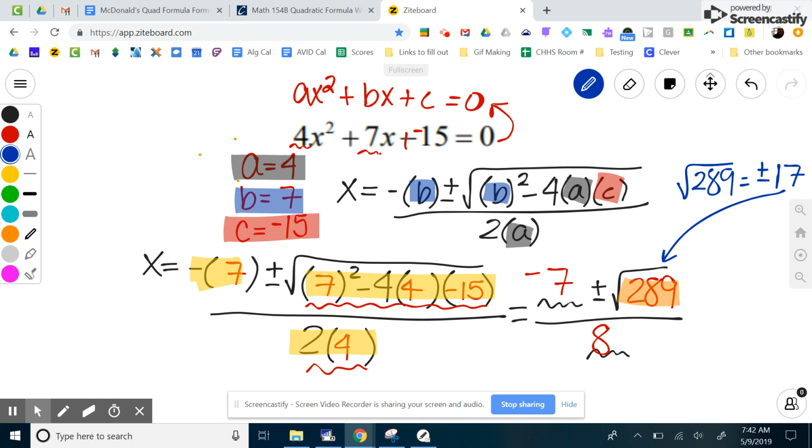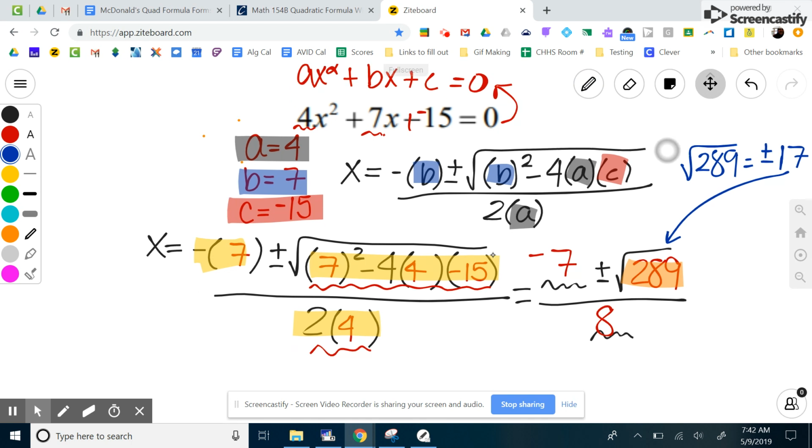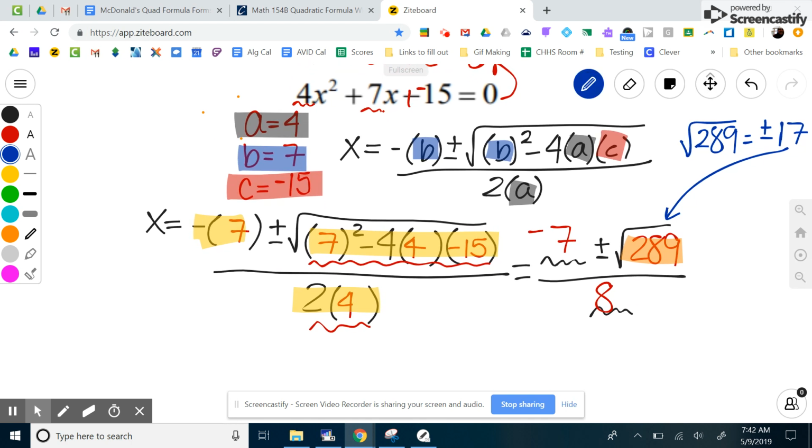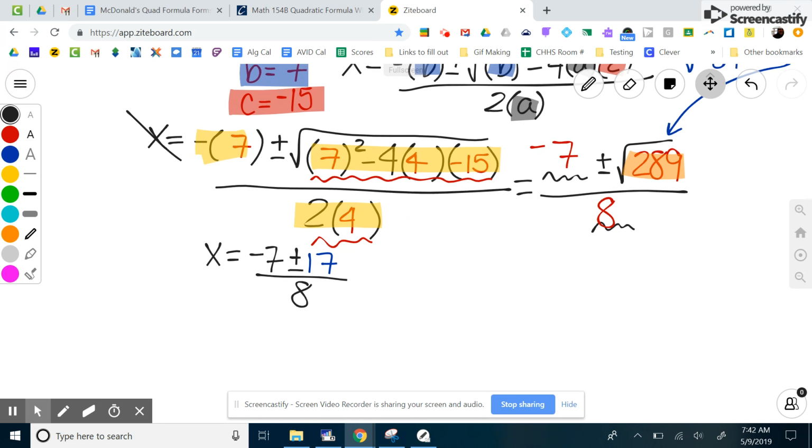So I still have my negative 7. I still have x equals negative 7. I still have my plus or minus. Instead of the square root of 289, I have 17 there. Notice that I didn't have to write the plus or minus twice. It was already there. And I still have it divided by 8. So this is 2 different problems we're going to do. We're going to do the plus version of this problem, and then we're going to do the minus version of this problem. So plus version. Let's do that first.